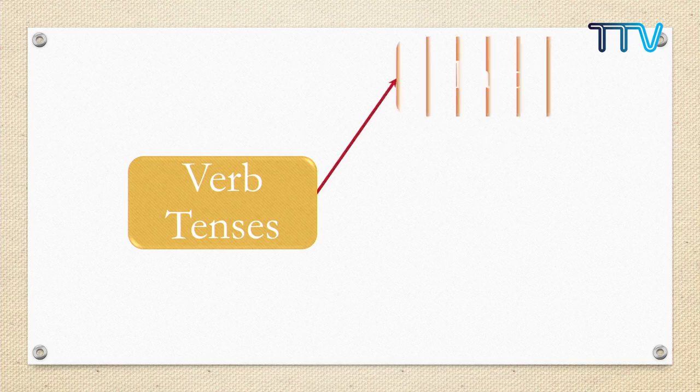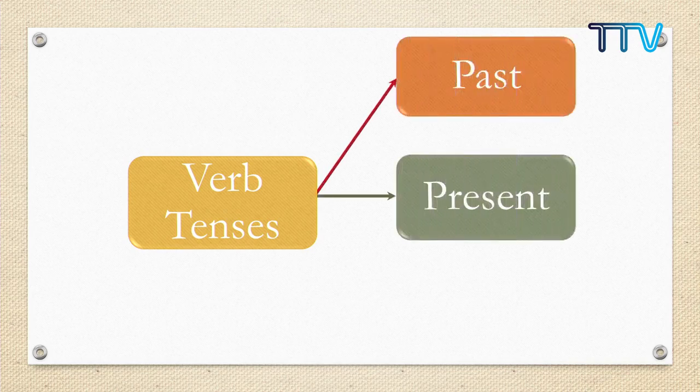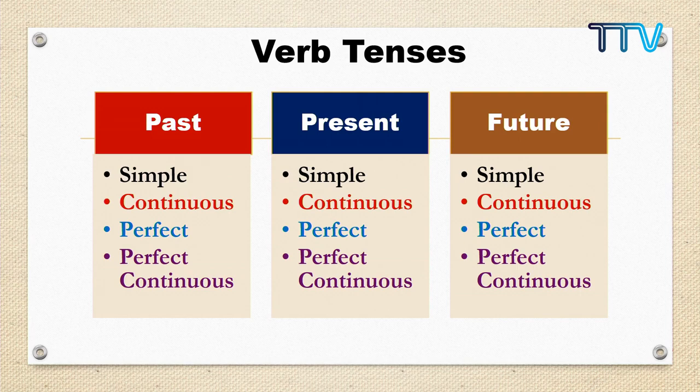Okay. And we learned about the verb tenses as past, present, future. In each we have 4 types: simple, continuous, perfect and perfect continuous. For past we have simple past, past continuous, past perfect and past perfect continuous. For present you have simple present, present continuous, present perfect and present perfect continuous tense. And for future you have simple future, future continuous, future perfect and future perfect continuous tense. So in all we have 12 different verb tenses.